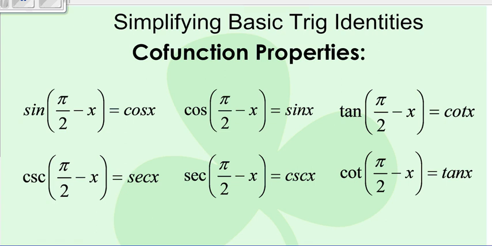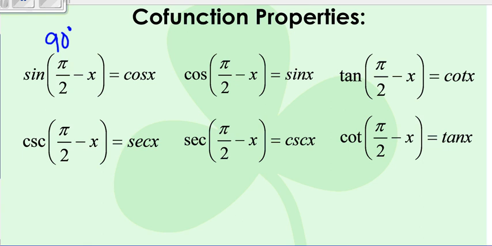But anytime you see pi over 2 or 90, okay, it could also say 90 degrees because pi over 2 is represented by 90 degrees, they want you to use a co-function property. And what the co-function property says is that sine of pi over 2 minus x is equal to our cosine function, where cosine of pi over 2 minus x will be the sine function. Tangent of pi over 2 minus x will equal cotangent, cosecant of pi over 2 minus x will equal secant, and vice versa. Secant will equal cosecant, and the cotangent there will equal the tangent.